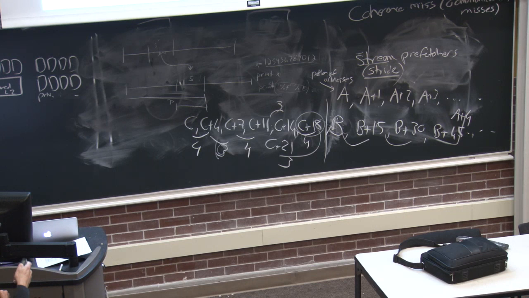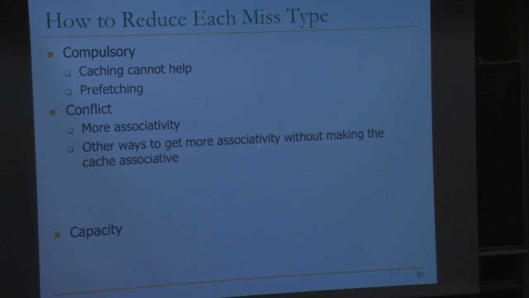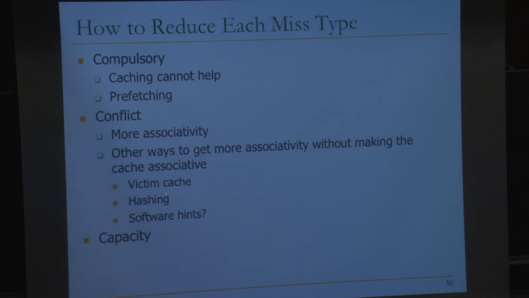OK, conflict misses, how do you actually eliminate them? Well, you need to make the cache more associative. Or you could try to approximate more associativity without making the cache more associative. And we'll see some techniques for this. Well, some techniques, victim caches, hashing, and perhaps software hints.